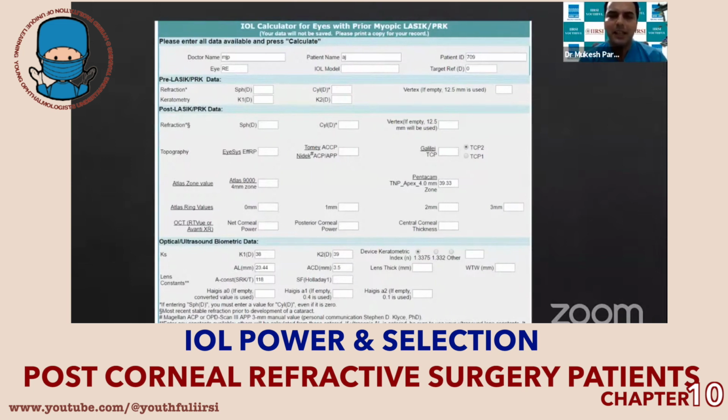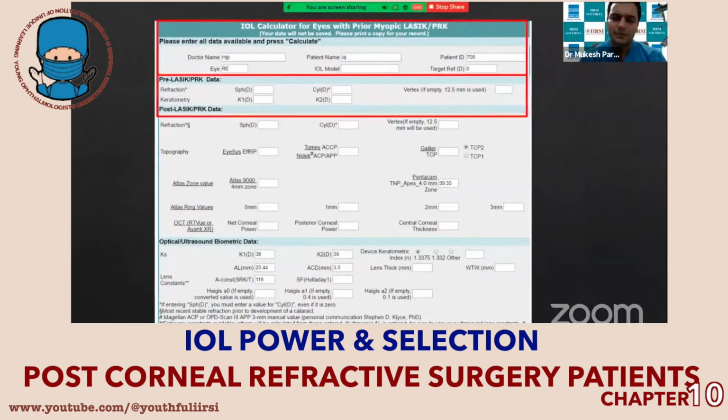This is by and large, we have never got this particular data. Then comes the topography. Now you have access to a topography. For example, if you have an Atlas or the Galilei Pentacam, you can take those values from there and put them here. If you have a Pentacam, just go to the Pentacam EKR map and you're going to get this apex 4 mm zone, the equivalent K reading, and then you're going to have a fairly accurate calculation.